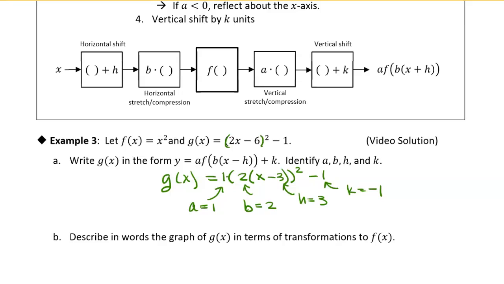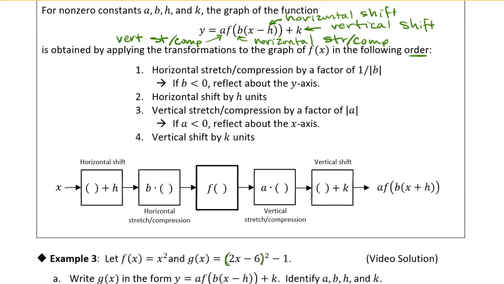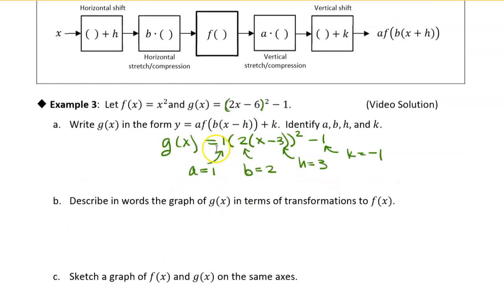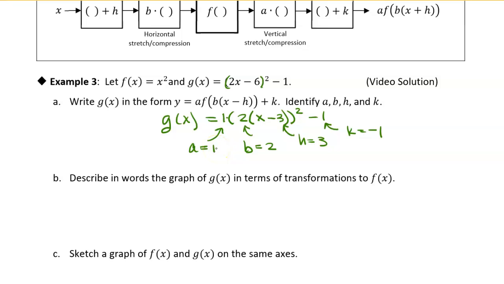All right, so we've rewritten it, and we've identified all of these parameters. And now we're asked to describe in words the graph of g of x in terms of the transformations to h of x. So I'm going to look back up here. We have to describe it in this order because the order of the transformations matters. We're going to describe the horizontal stretch, then the horizontal shift, the vertical stretch, and then the vertical shift. So let's do it in that order.